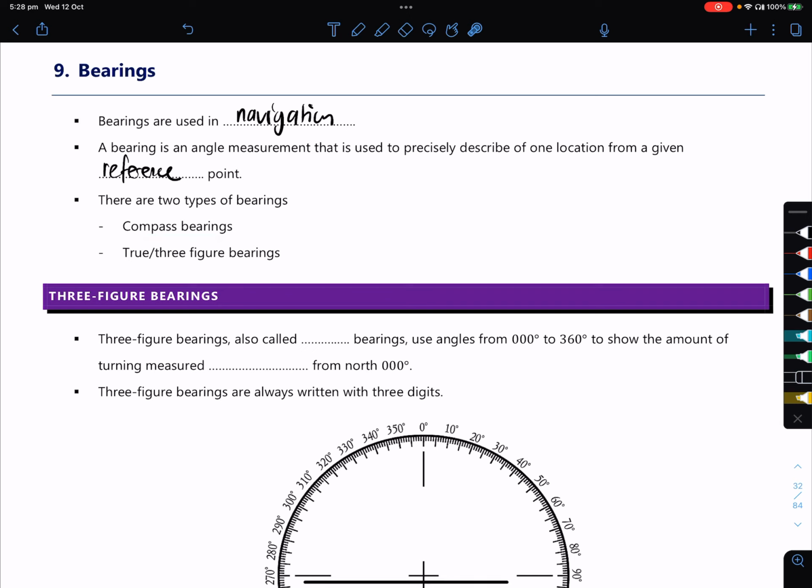So these bearings help us indicate where a point is in comparison with another point, which is what we call the reference point. Okay, so three-figure bearings are also called true bearings. They all use angles from 0 degrees to 360 degrees to show the amount of turning measured clockwise from north, 000 degrees. The three-figure bearings are always written with 3 digits.